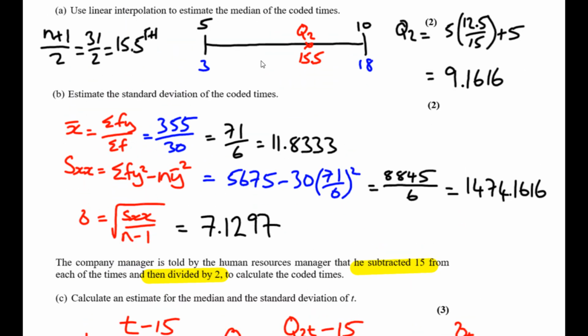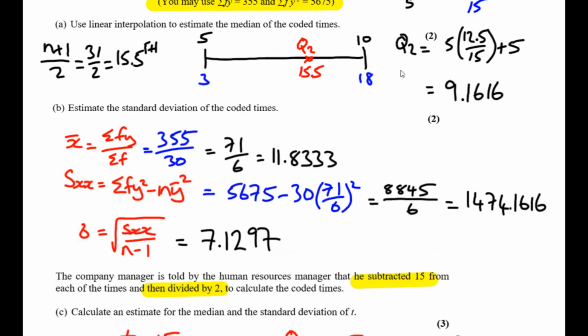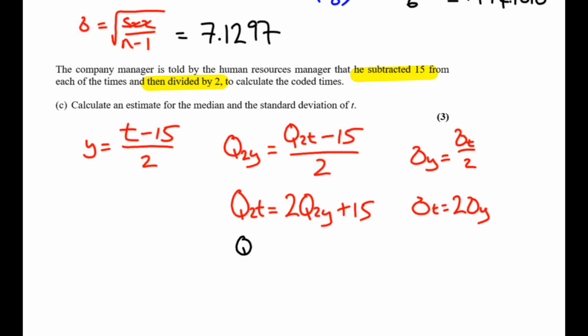Remind ourselves of the median. The median was 9.16 recurring, or 55 over 6. So here, the median of t, which is the original times, should just be 2 times that plus 15, to maintain as much accuracy as I possibly can. And I got quite a nice answer, 100 over 3, 33.3 recurring.